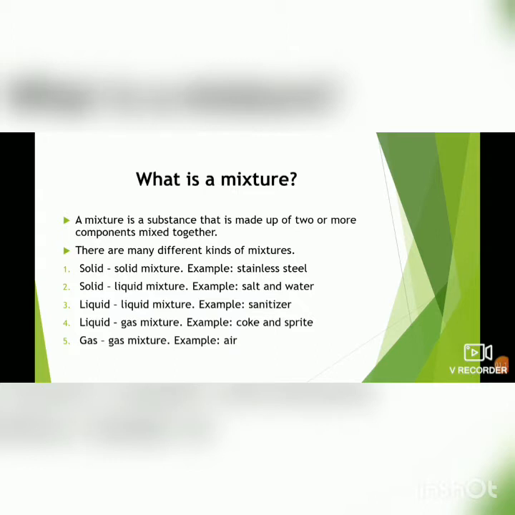A mixture can be homogeneous. When the components are mixed so well that you have them distributed evenly, then we call it a homogeneous mixture. If the components are just mixed randomly and it is not uniform, then we call this mixture a heterogeneous mixture.